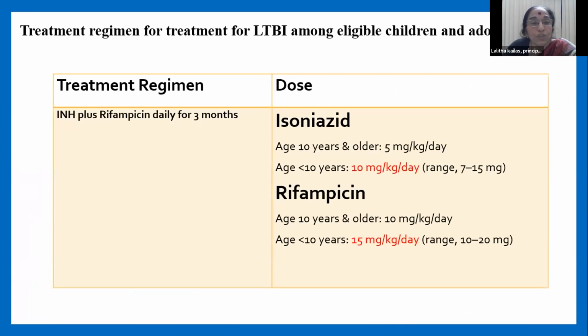So this is INH plus rifampicin daily for 3 months. This is the regimen. The INH dose, as we are using nowadays, is a high dose of 10 milligram per kilogram, mind you, for those less than 10 years, that is, younger children. Of course, you can use a range of 7 to 15 milligram. But for 10 years and older, you stick to the older regimen, that is 5 milligram per kilogram. Rifampicin dose is 15 milligram per kilogram per day, whereas in older children, 10 milligram per kilogram per day is enough. So INH 10 milligram per kilogram per day and rifampicin 15 milligram per kilogram per day in children less than 10 years, but in older children we may have to go for a lesser dose.